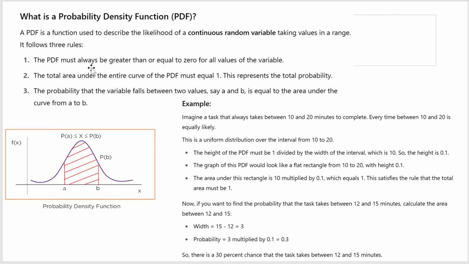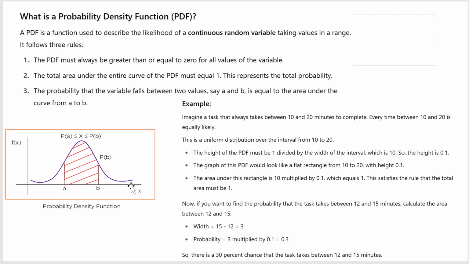Now, the probability density function must always be greater than or equal to 0 for all values of the variable. The total area under the entire curve is always 1, and we know that the probability that the value of x will fall randomly between a and b is the area under this curve.